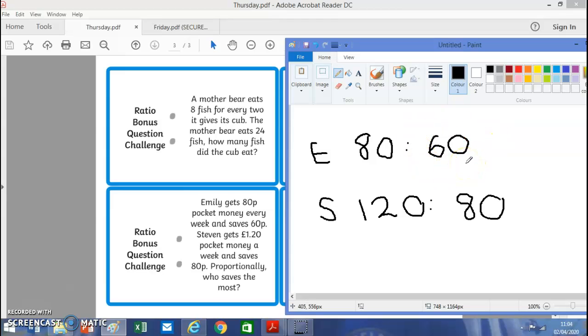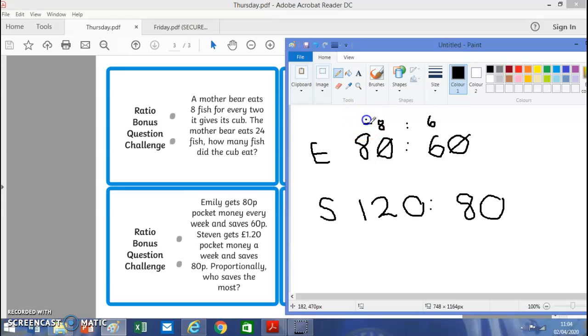But proportionally, we're looking at who saves the most. So we're going to be looking at the proportion of saving in relation to the amount that goes in. So in order to do that, we need to simplify our ratio. We're looking for the ratio which shows the biggest amount of money being saved compared to the other one. So in order to simplify the ratio for Emily, I'm going to first of all divide these numbers by 10 because it's quite straightforward. So I'd end up with 8 and 6, essentially just to cancel out these zeros here. And then I can see that the highest common factor for these two numbers is 2.